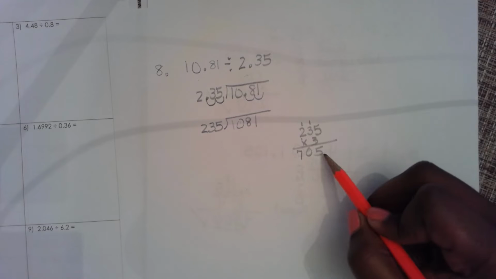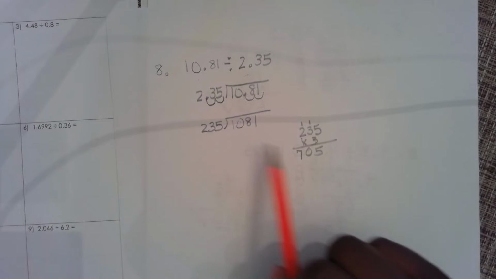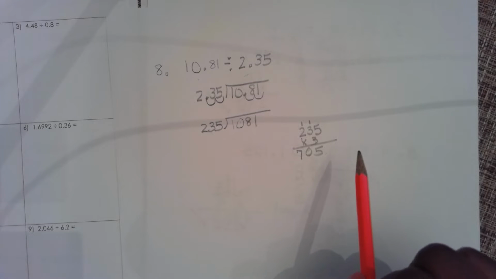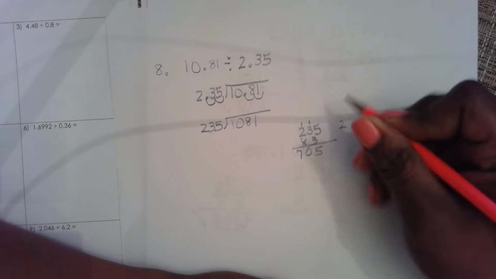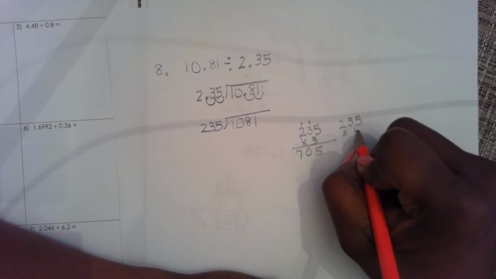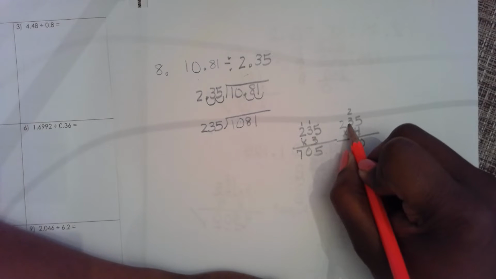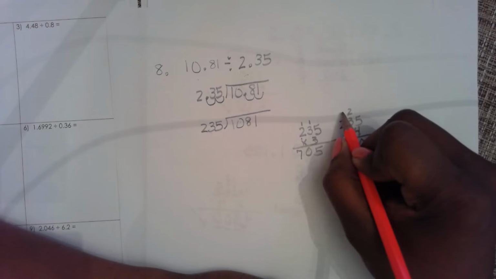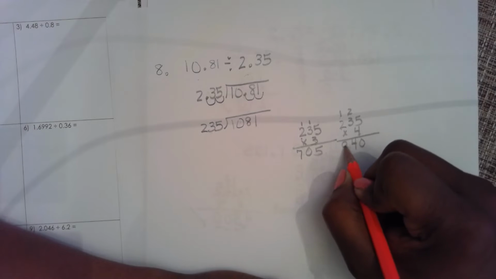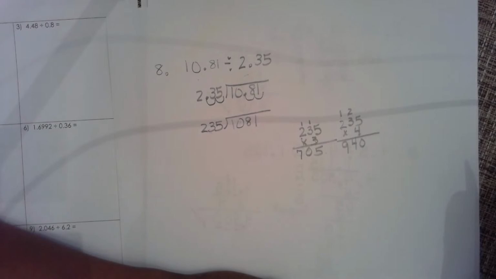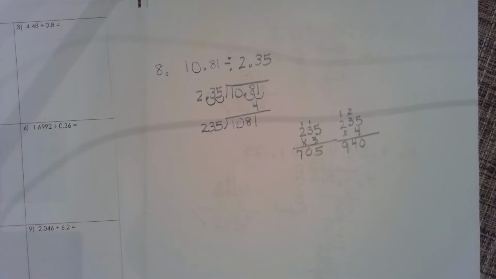I feel I can get closer to 1,000 because if I just add, and I'm estimating, I'm making this 200. If I add 200 to 705, that'll give me 905. So let me multiply 235 times 4 and see what I get. Well, 4 times 5 is 20. Carry the 2. 4 times 3 is 12, add 2 is 14. Carry the 1. 4 times 2 is 8, add the 1, that gives me 9. That's probably the closest I'm going to get. So I'm going to say that 235 can go into 1081 4 times.